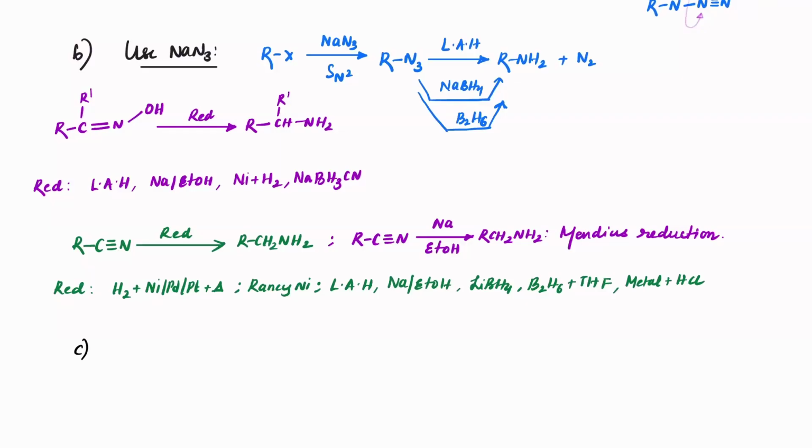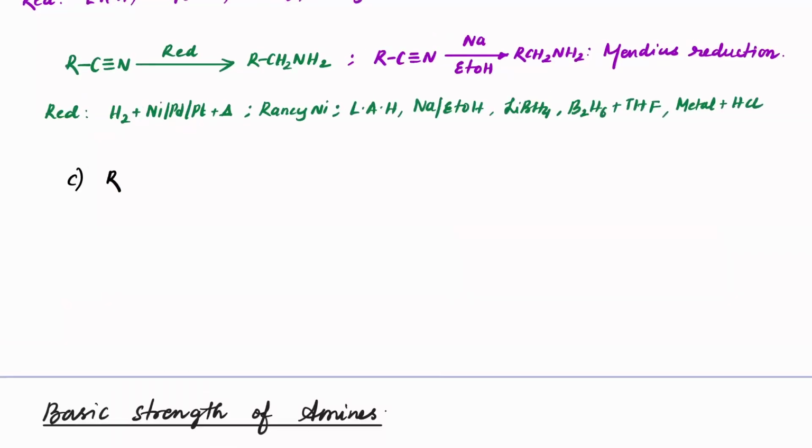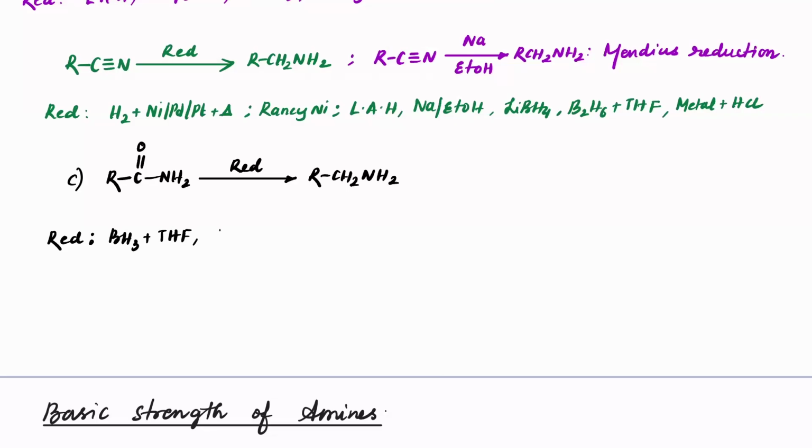Next, check out the C part. The C reaction is about amides. If you have RC double bond O NH2 and you perform reduction, that also can be converted into RCH2NH2. In such a case, what are the reducing agents? We have BH3 in THF, an excellent reducing agent out of all the forms. Sodium in ethanol is also a very good reducing agent. Next, lithium aluminum hydride.